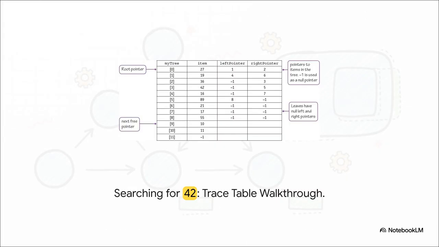Let's do a trace table walkthrough and search for 42. We start at our root, which is index 0, holding item 27. 42 is bigger, right? So we check the right pointer, which sends us to index 2. At index 2, we find 36. 42 is bigger again, so we check its right pointer, which tells us to jump to index 3. And there it is, we found 42!